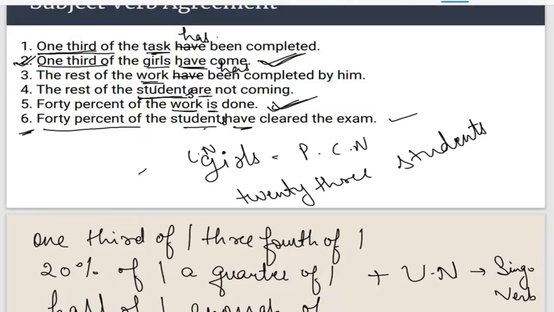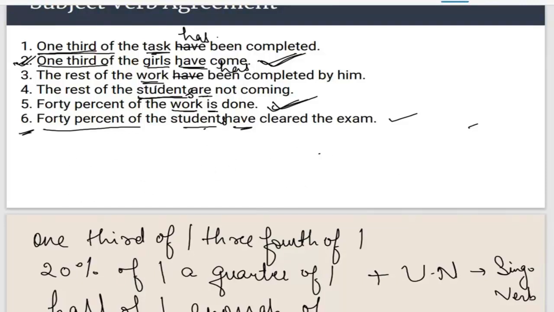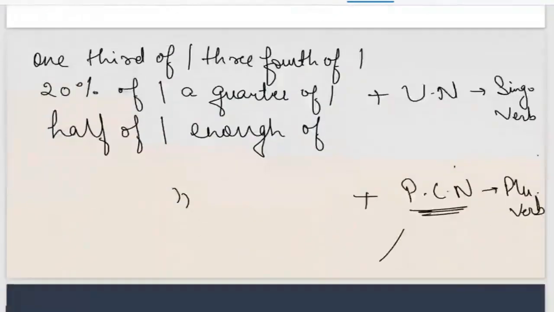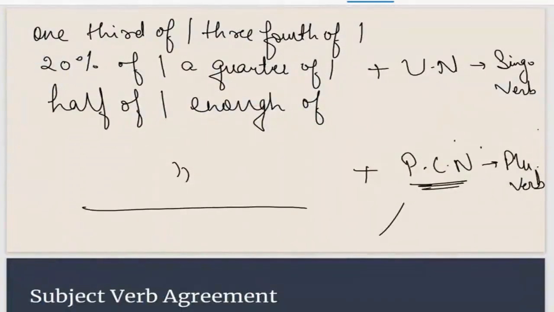Okay, fine. Just tell me, Tashi, whether student is a countable noun or an uncountable noun. Countable noun. Very good. So we all know that with these words, we use a countable noun only in plural form.